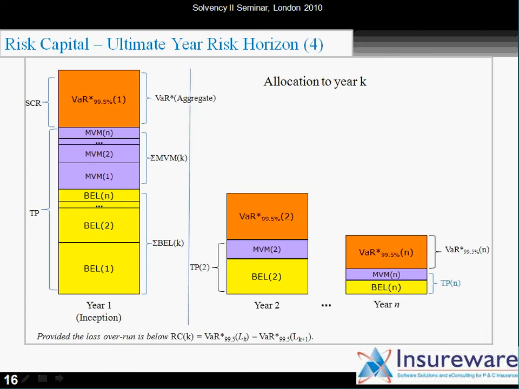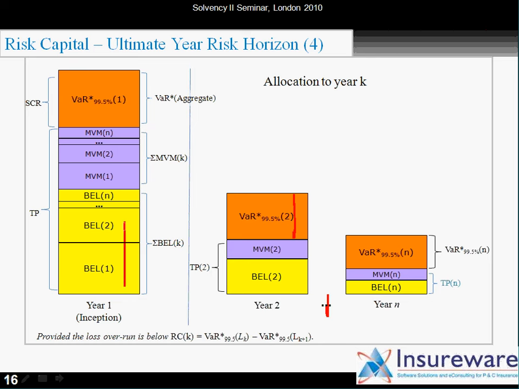conceptually, the ultimate year risk horizon is very much simpler than the one-year risk horizon. At the beginning of any year, the capital you need to have set at the 99.5 percentile is the VaR of the aggregate distribution from year 2 to year end. If you're looking at the kth year, it's year K to year N. The market value margin you pay to the capital providers for holding that risk capital for 1 year is based on that. It's the spread multiplied by that amount, and of course you can discount it to inception.